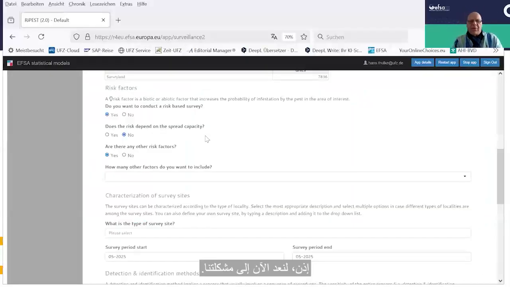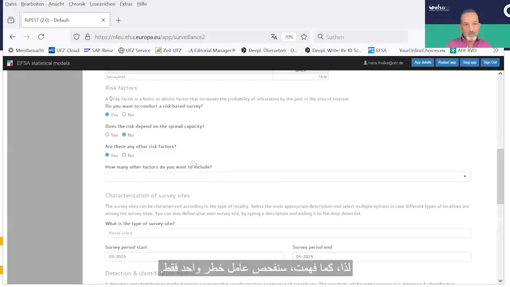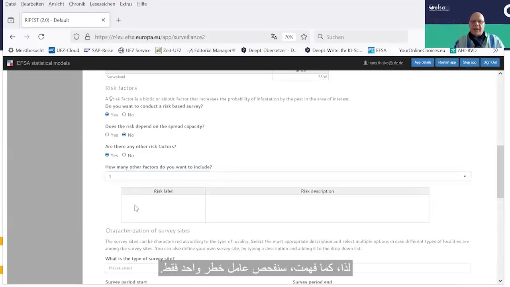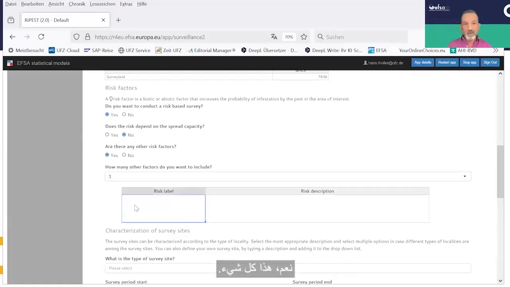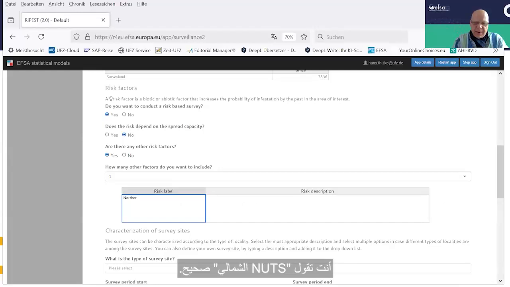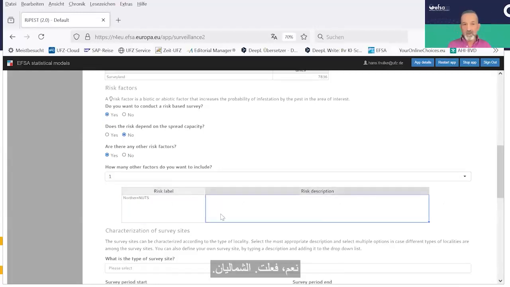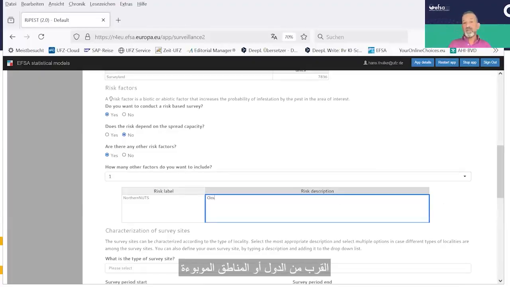So when we now go back to our problem, as I understand, we will take one risk factor. Yes, that's it. So you say it's about the northern nuts, right? Yes, that's it. The two northern nuts. The risk issue is that they are so close. Yeah, closeness to infested countries or areas.